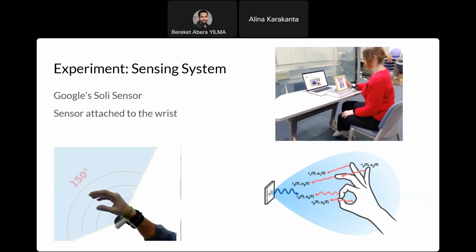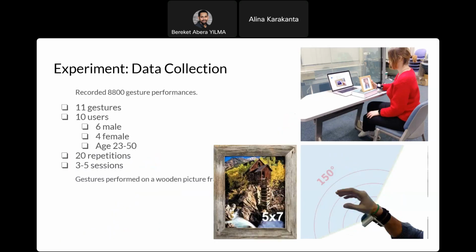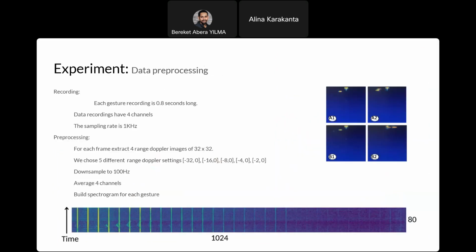And we designed our experiment. You wear your radar sensor on the wrist, and you hold the picture frame. We chose a picture frame because it is very available, and it's made out of wood and glass and some paper in the picture. You hold your picture frame with your fingers and you perform gestures on it. This is our experiment setup. For data collection, we performed 11 gestures with 10 users, 6 males and 4 females, in an age range between 23 and 50. Each user did 20 repetitions within 3 to 5 sessions.